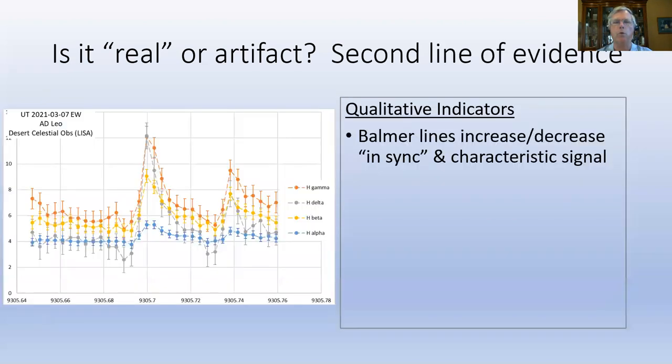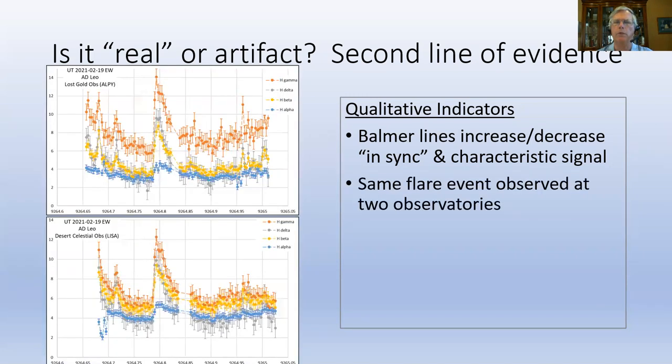We also note some qualitative indicators. You've seen how the Balmer lines all increase and decrease in sync with each other during a flare. It's hard to imagine how a noise or an artifact could cause that. A few events were seen simultaneously at 2 observatories. Here's an example. Woody and I are separated by about 20 miles as the crow flies. We use different telescopes and different spectrographs.